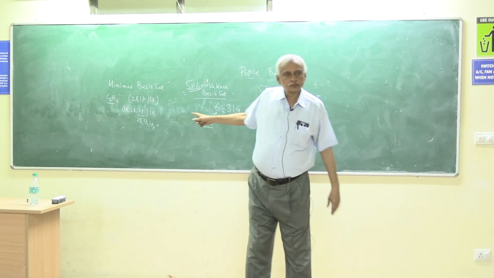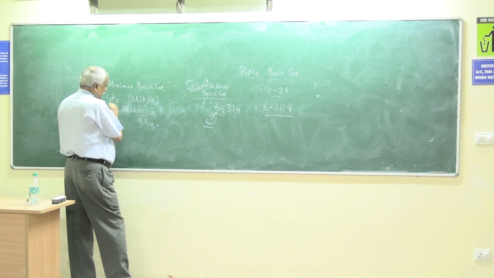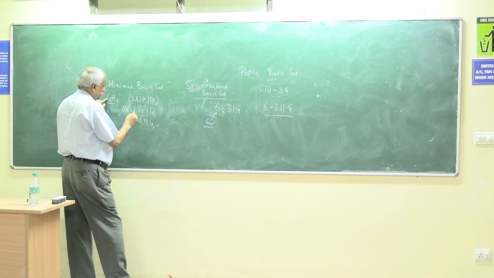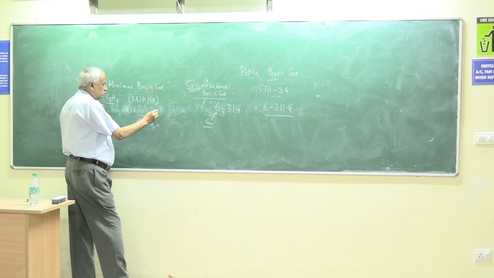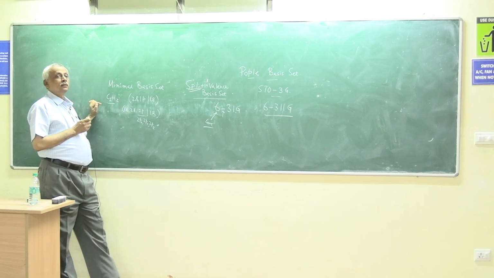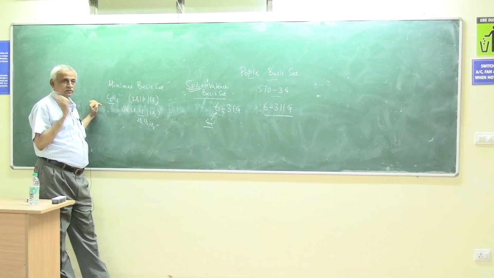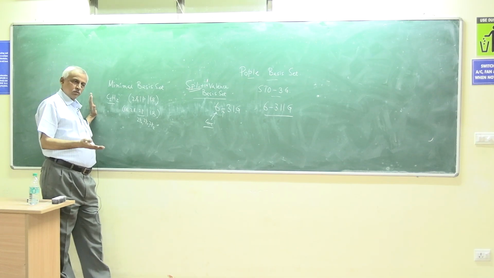Perfect. So that means for each carbon you have 1, 2, 3, 4, 5. So altogether 10 for carbon and 2 for hydrogen. That means its minimal basis set will span 12 basis functions. Now, 12 basis functions means 12 STOs.